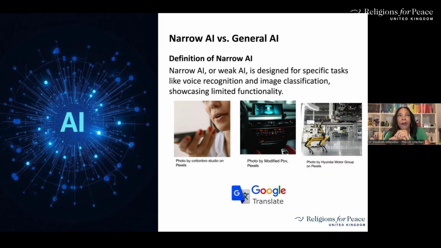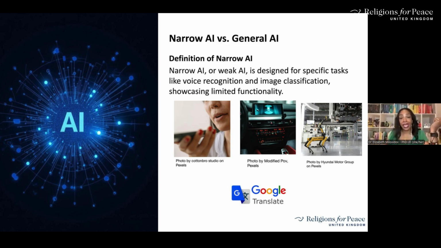So I think the biggest way to look at this is to think narrow AI, sometimes also called weak AI. I don't think it's weak, personally. I'm going to say it's a little bit narrow in scope. And this is things that are designed for specific tasks, right? So like voice recognition. I have some examples on the screen.